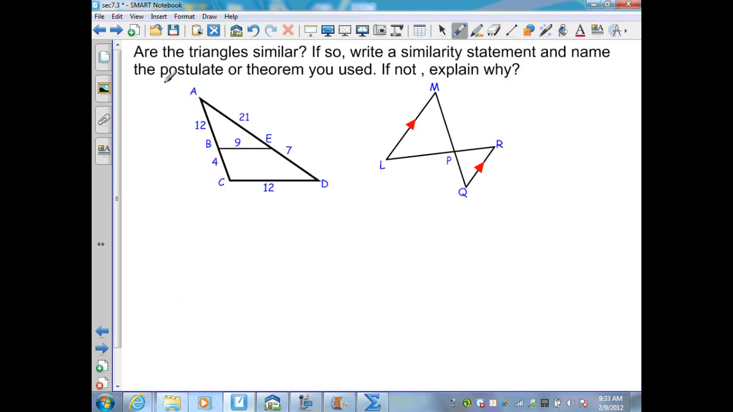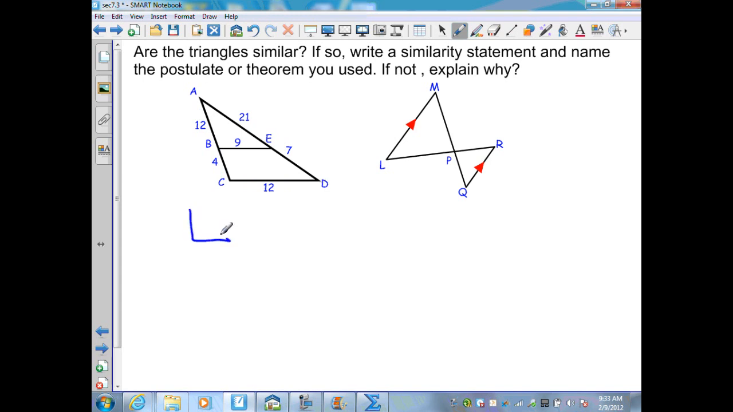Here's our first example. Are the triangles similar? If so, write a similarity statement and name the postulate or theorem used. If not, explain why. Here, I have two triangles. I have triangle ABE and ACD.